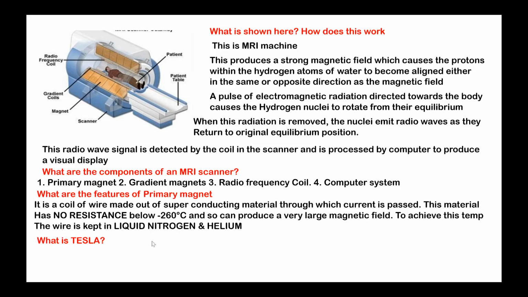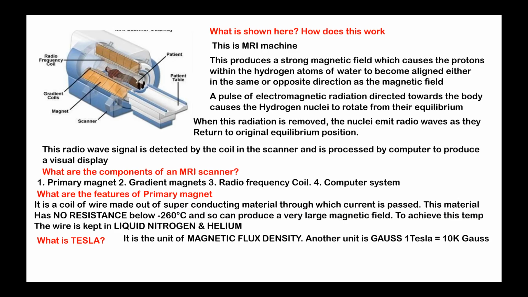What is Tesla? Whenever you are seeing an MRI report, it says 1.5 Tesla. It is the unit of MRI, the strength of the magnetic field. It is the unit of magnetic flux density. Another unit is called the gauss. Okay? 1 Tesla is equal to 10,000 gauss.